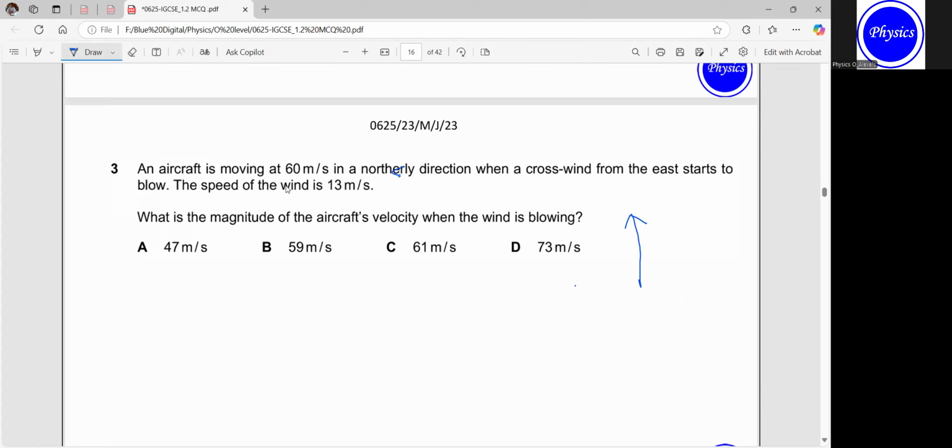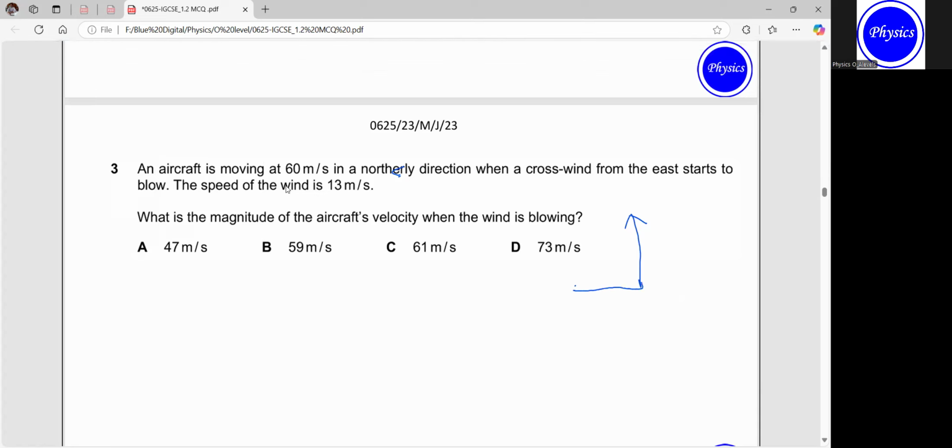Like this. Okay, 90 degree from the east. Okay, so like this. So for this type of vectors, how do we find the resultant? You can complete the rectangle. Then you can draw a resultant, because this is the starting point of the aircraft. So its velocity is in the north direction, and it is also experiencing another velocity, another vector towards the left. That means from east to west.